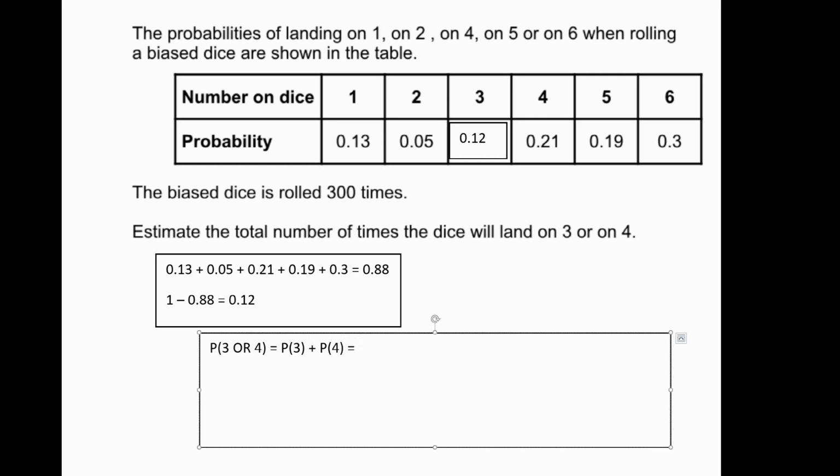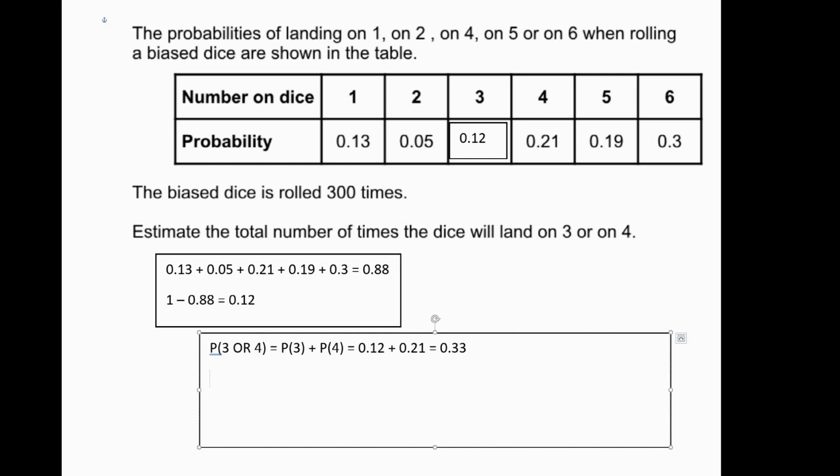Now, the probability of getting a 3 is 0.12, as we worked out, and the probability of getting a 4 is 0.21. So if I add those up, I get 0.33. Right, so that's the chance that we get a 3 or a 4. Now, what we want to do is work out if we roll the dice 300 times, how many times we would get a 3 or a 4.